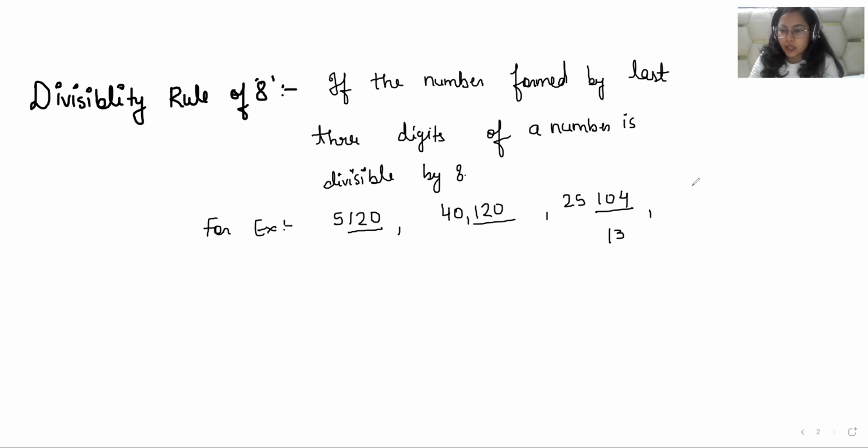Now check with another number, 26,094. Take the last 3 digits, that is 094, and divide it by 8. 8 times 1 is 8, and here is 14. No, so it's not divisible by 8.